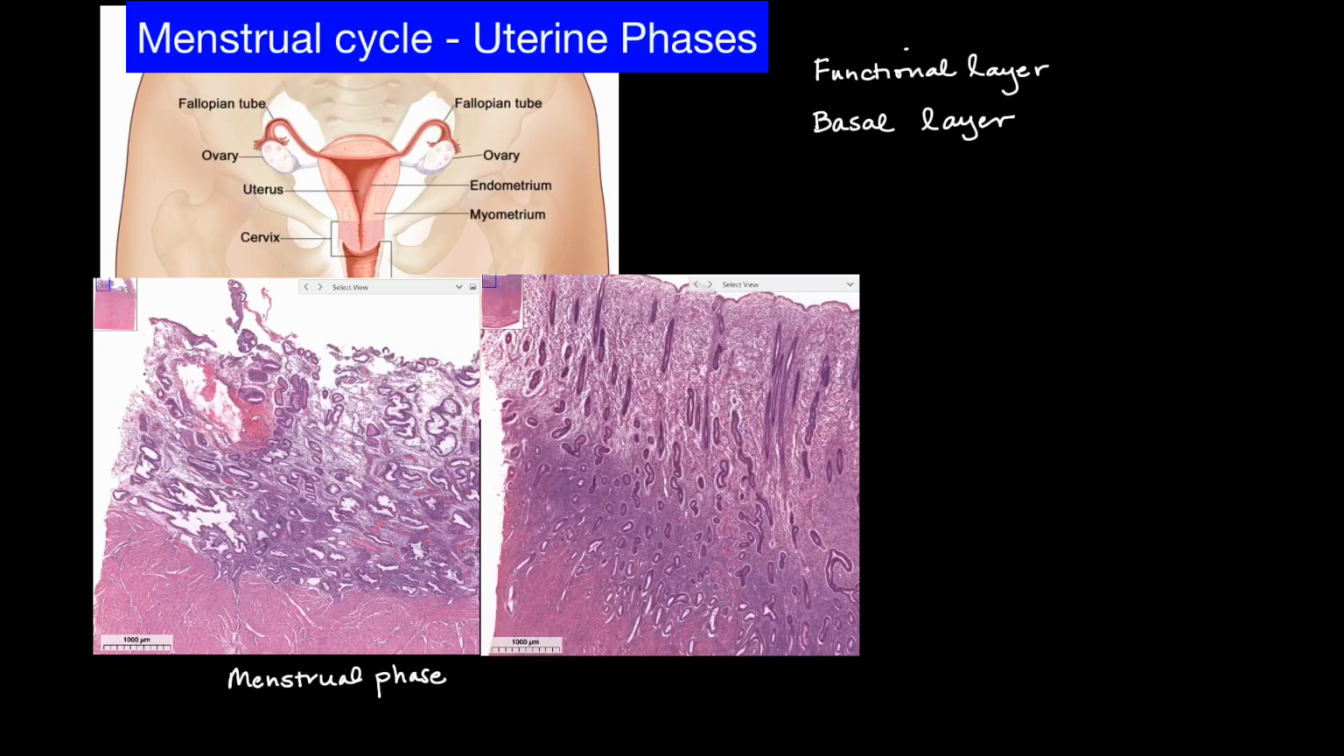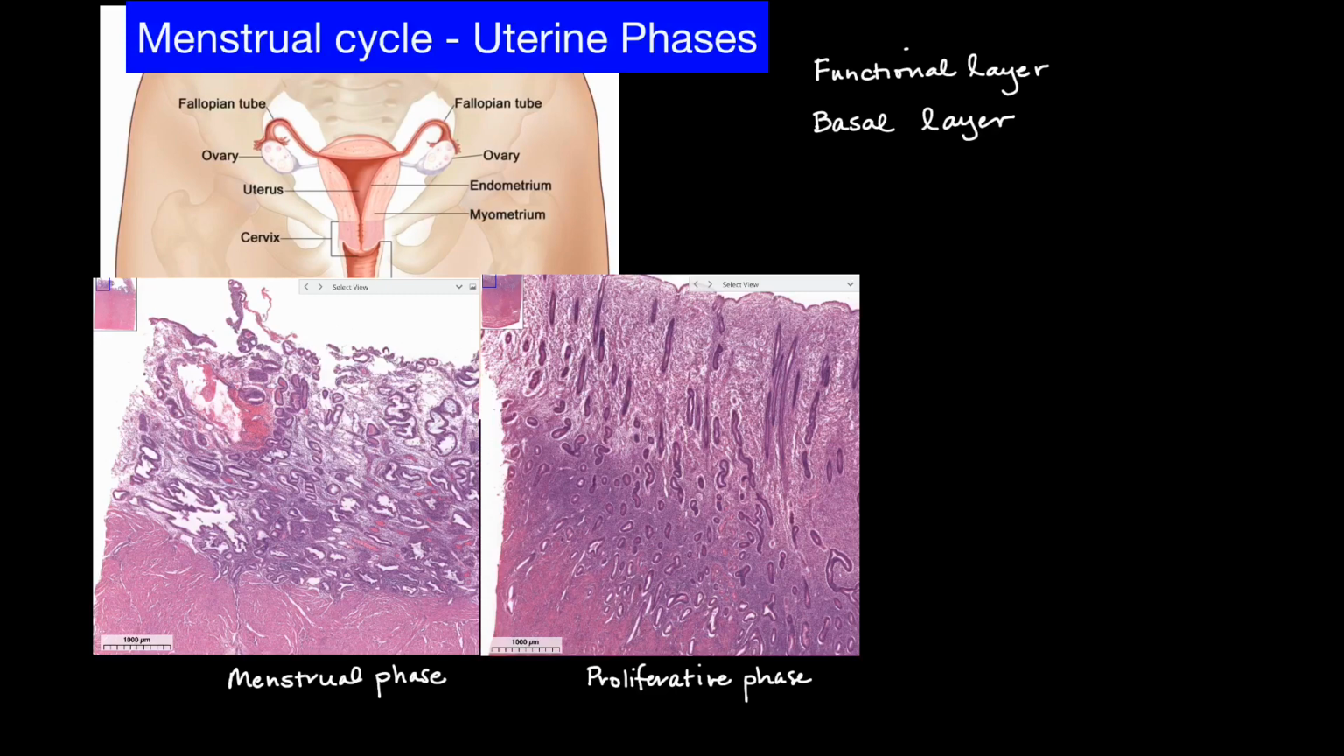Okay. Now compare that to after day 5-ish, when we're going to start building the endometrial functional layer up. So essentially we're rebuilding, getting everything ready just in case fertilization occurs. Here we can see a nicely developed functional layer and our basal layer in darker purple. So this is called our proliferative phase.